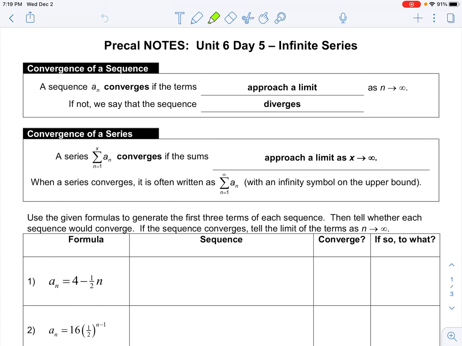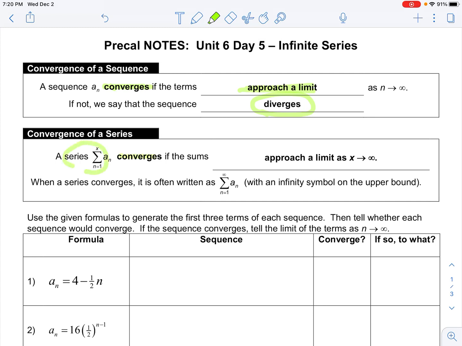So for today, for your infinite series, we're going to talk about when sequences or series converge or diverge. The convergence of a sequence a sub n, remember a sequence is a list of numbers, converges if the terms approach a limit as n goes to infinity. They have to approach a specific number as n goes to infinity. So that would be like approaching a horizontal line if you're looking at a graph. If not, then we say that the sequence diverges. So it converges if it approaches a limit. If it doesn't approach a limit, then it diverges.